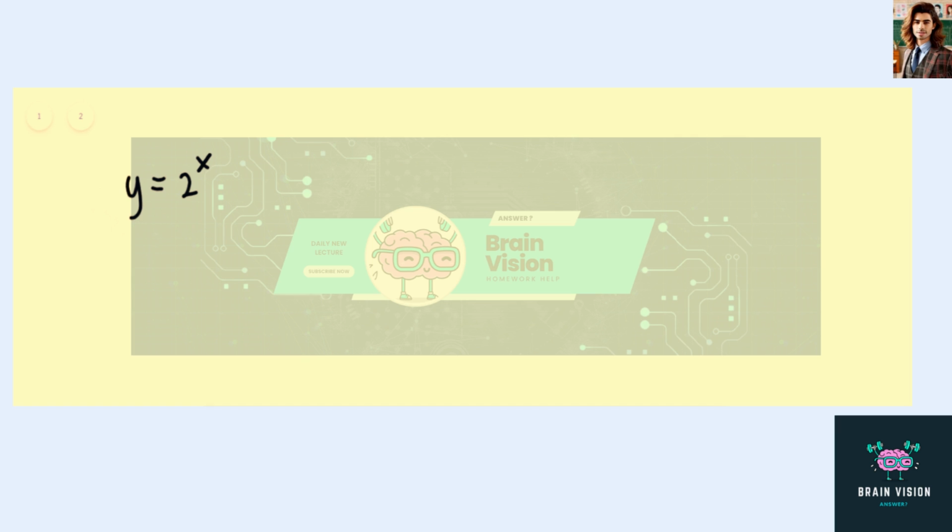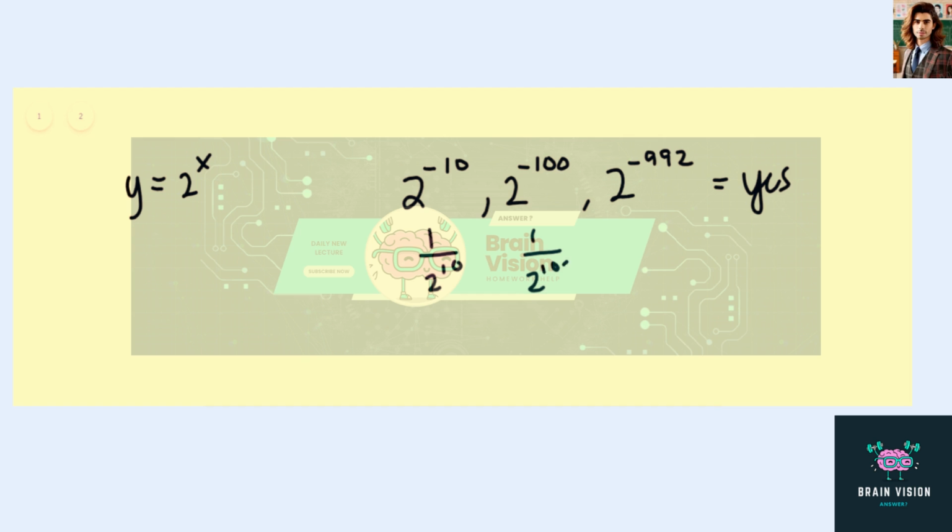What real numbers could x be so that you get a real output? Could you have 2 to a negative power, like negative 10, negative 100, negative 992? Well, yes, you could. Those would all be small numbers, such as 1 over 2 to the 10th, 1 over 2 to the 100th, 1 over 2 to the 992nd, etc. But those are small numbers, but they are real numbers. Could you have 2 to a positive power, 2 to the 10th, 2 to the 100th, 2 to the 99,000th, whatever? Yes, you could. Any positive.